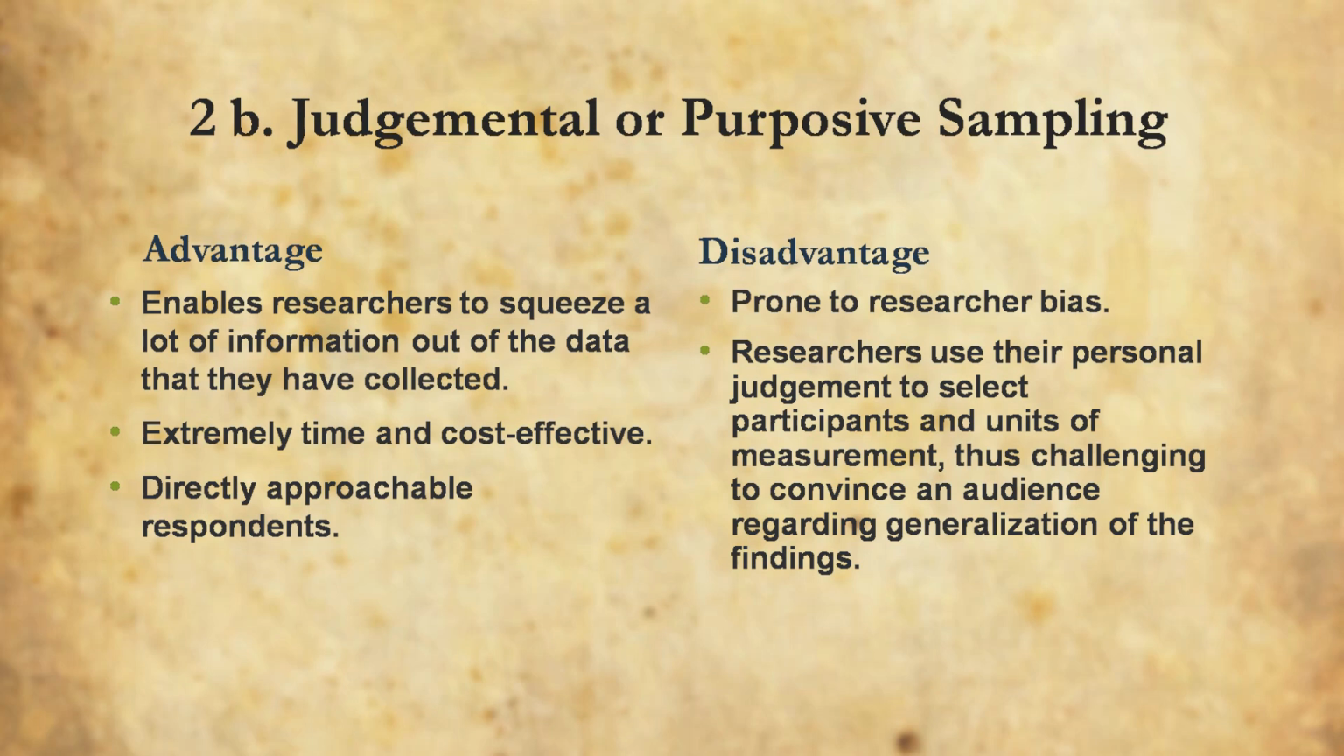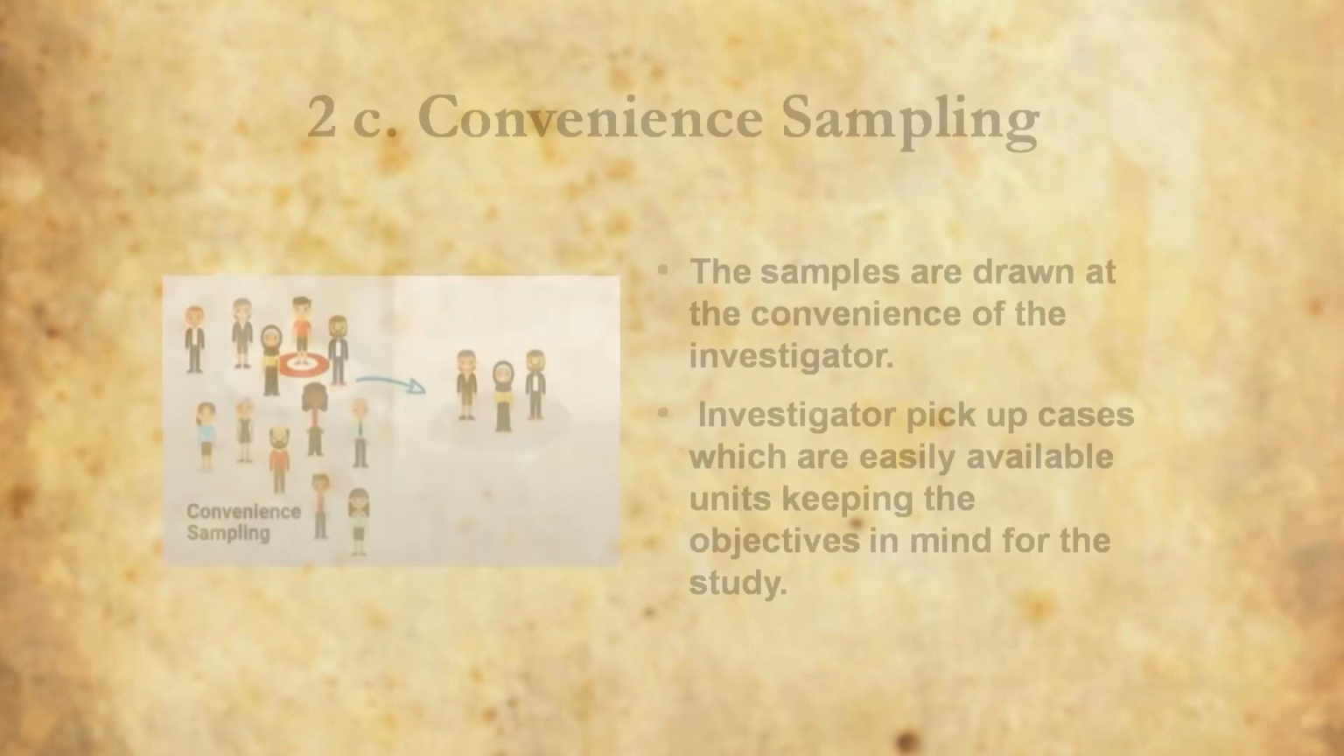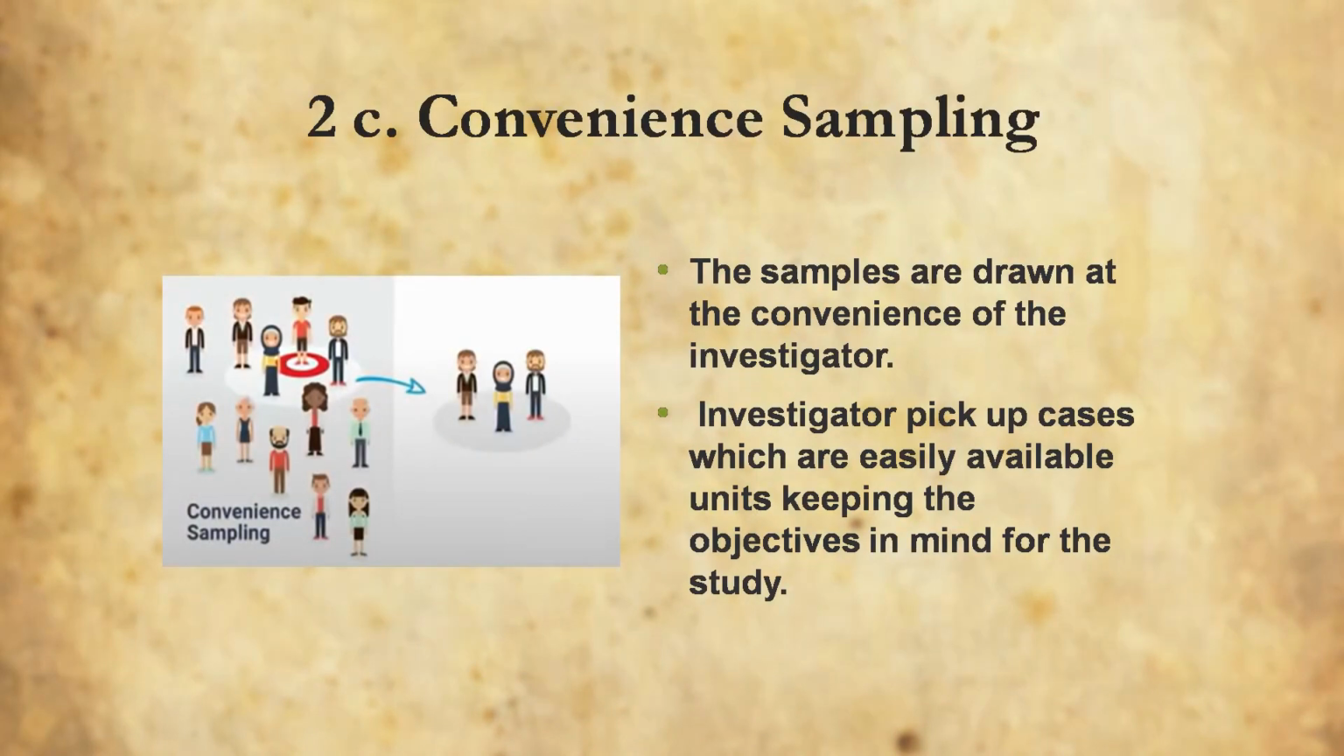On the other hand, the disadvantage of purposive or judgmental sampling is it is prone to researchers' bias. The researchers use their personal judgment to select participants and units of measurement. Thus, it is challenging to convince an audience regarding generalization of the findings. The next type is the convenience sampling.